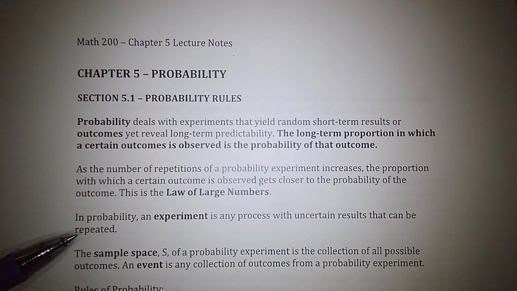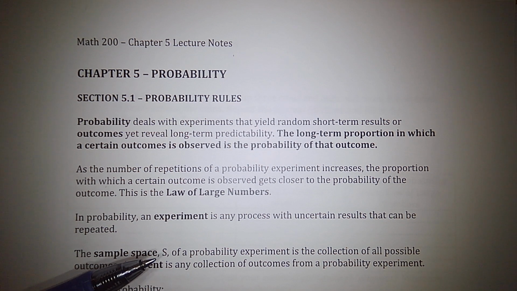In probability, an experiment is any process with uncertain results that can be repeated. The sample space, which we'll designate as the uppercase letter S, of a probability experiment is the collection of all possible outcomes. An event is any collection of outcomes from a probability experiment.